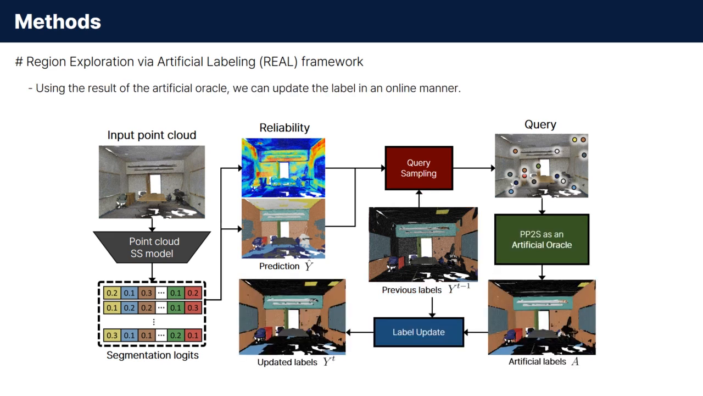Using the result of the artificial oracle, we update the previous labels y_{t-1} into the updated labels y_t. The updated labels y_t are subsequently enhanced to y_{t+1} in the next iteration, and so on.